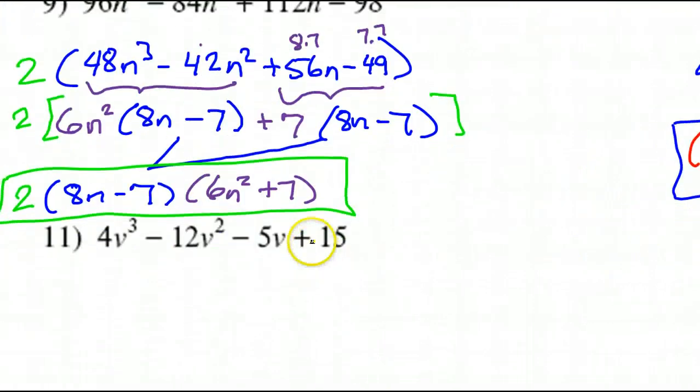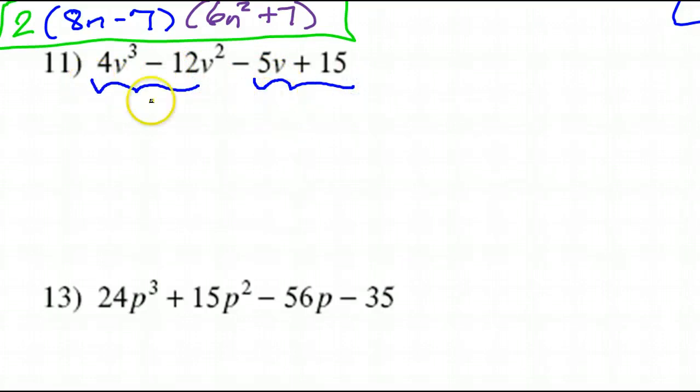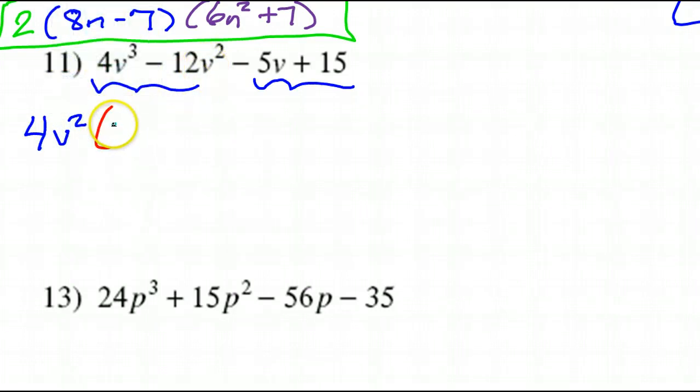Number 11. Alright, thankfully the numbers here are a little bit smaller, right? Those high numbers were starting to get on my nerves a little bit. Okay, so let's group these. So these are both divisible by 4. So I'm going to do 4v squared. Okay, that's going to leave behind v minus 3.